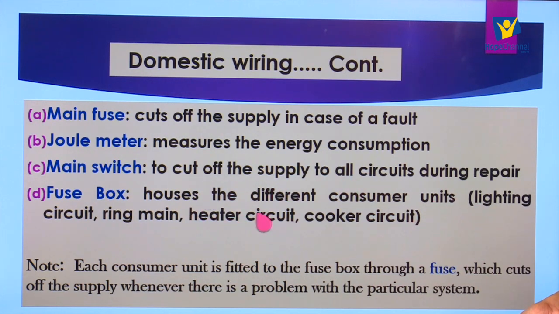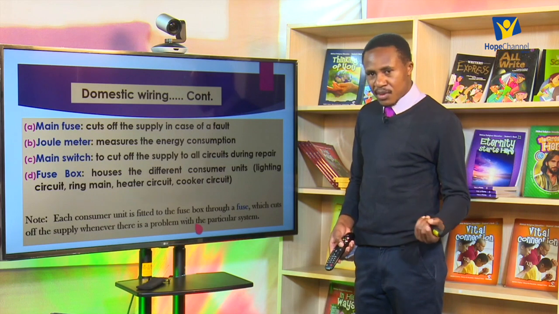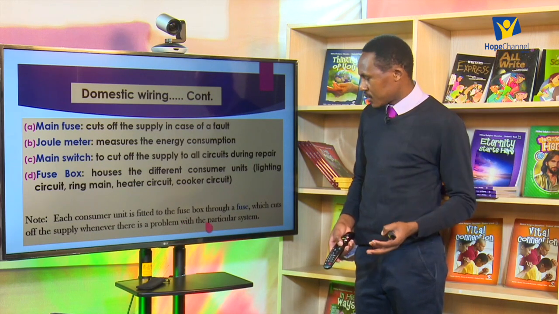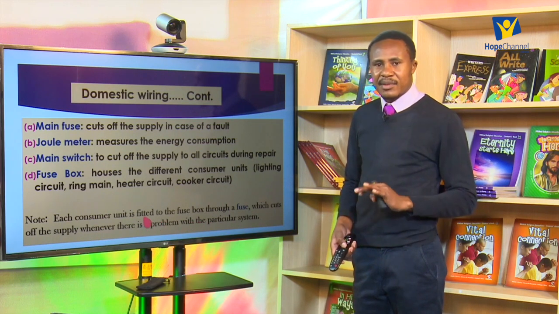So all these circuits, all these units must originate. They start from the fuse box and they end there. So we have the live wire and the neutral wire drawn all the way from the fuse box and also coming back to the same point. And so we realize that each consumer unit, that is the lighting circuit, the ring main circuit, the heater circuit, each one of them is connected to the fuse box through a fuse. So each one of them has got its own fuse, different from the other circuits. And actually, the fuse ratings will be very different for the different circuits.